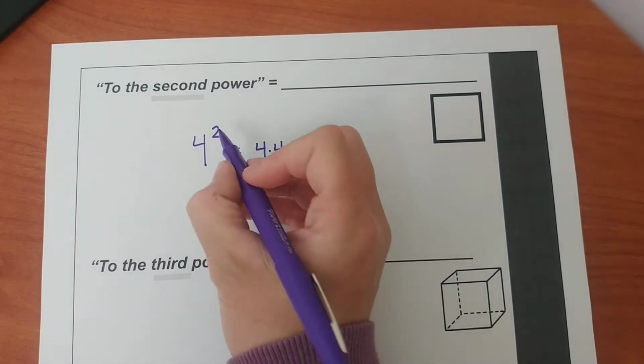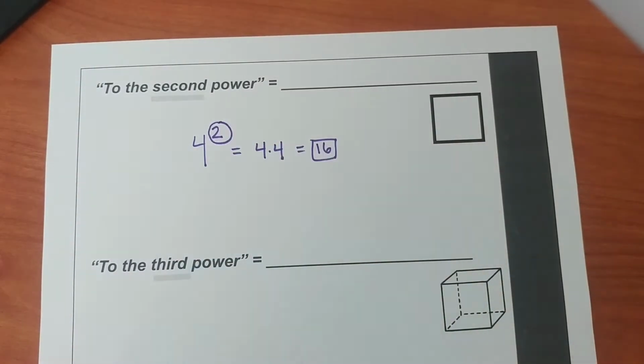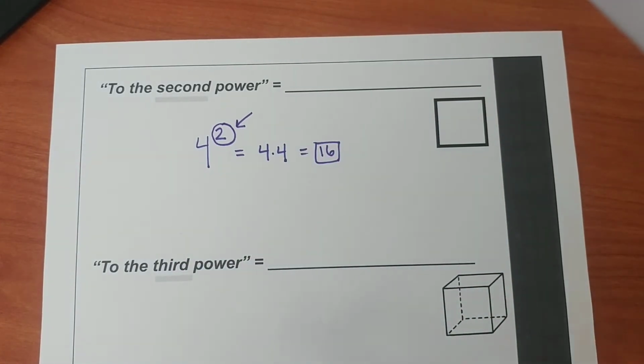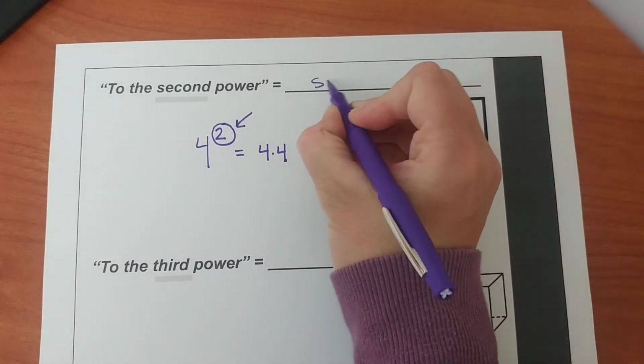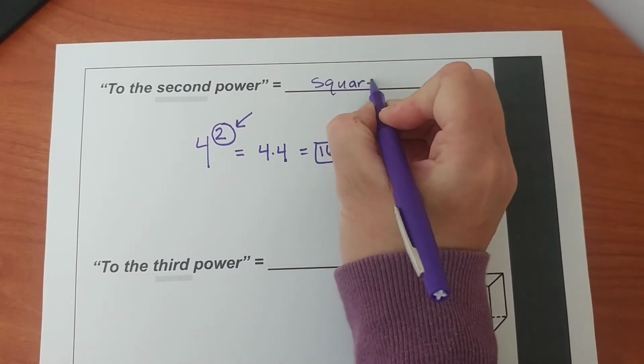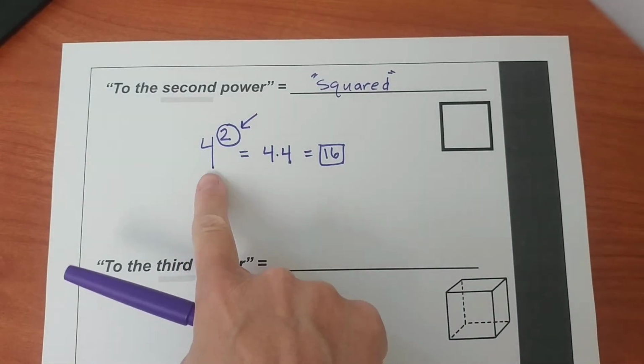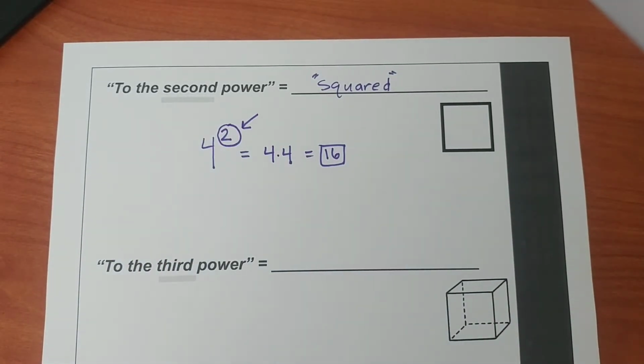Now, is there another way to say to the 2nd power? Is there another word that I could use instead of 2nd power? You know it, squared. Yes, I can use the word squared. 4 squared. And that means the same as to the 2nd power.